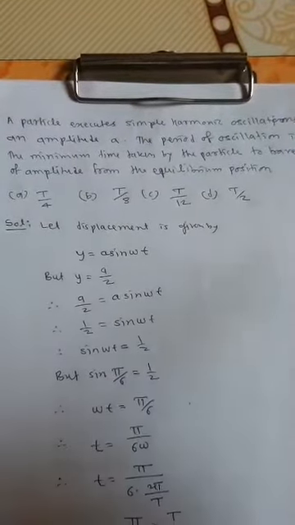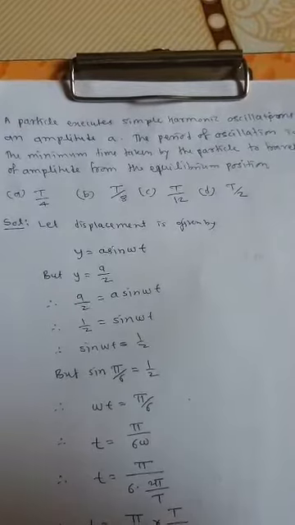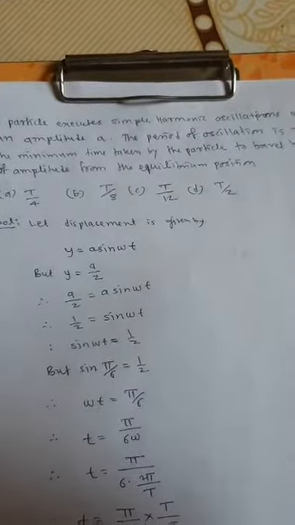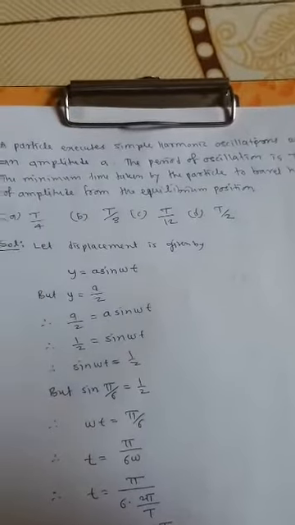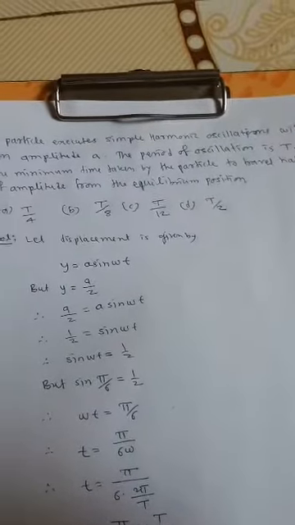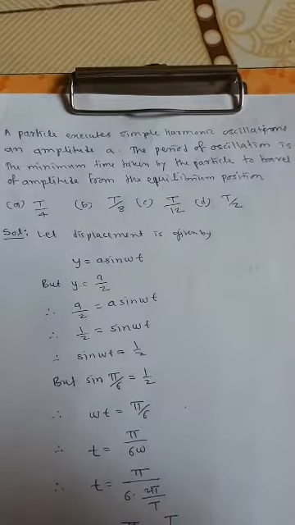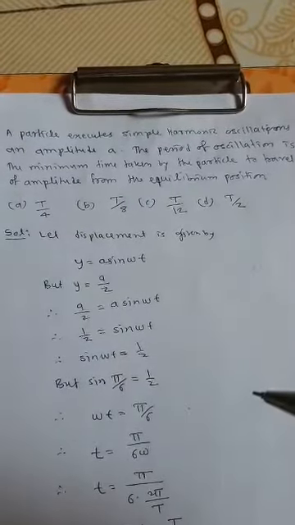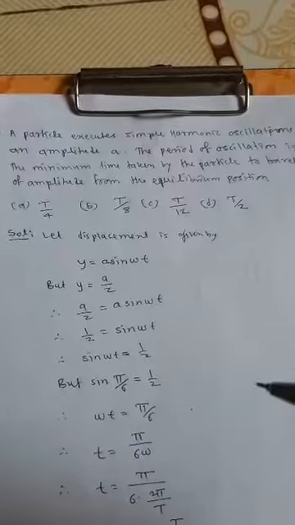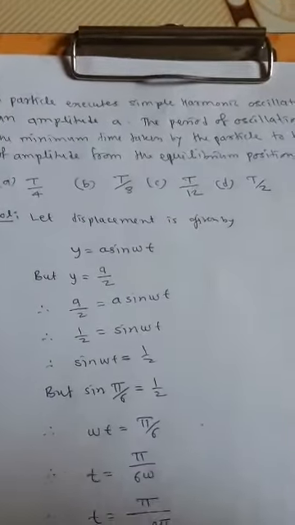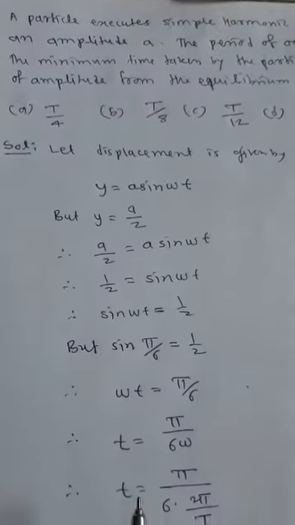We have to determine the minimum time taken by the particle to travel the distance that is equal to half of the amplitude. Amplitude divided by 2 इतना डिस्प्लेसमेंट के लिए we have to determine the time required in terms of time period.